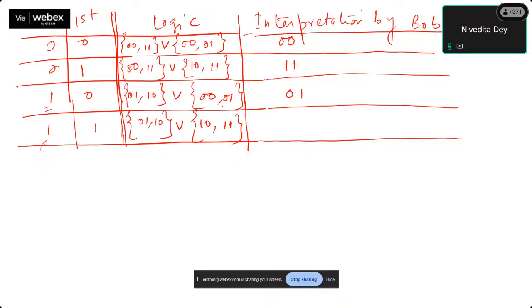And for this first qubit as 0, it can be either 00 or 11, 00 or 01. So 01 has to be common between both. And similarly here also it will be your 10.